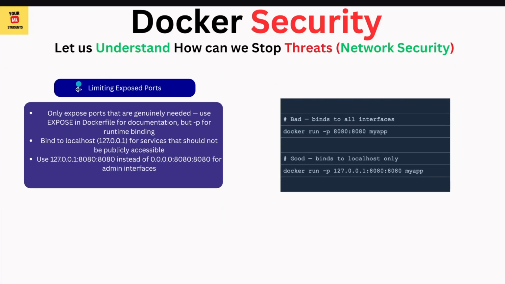Then limiting exposed ports. Only expose ports that are genuinely needed, because you know that if you mention expose, it doesn't actually create anything, right? So only expose ports that are genuinely needed. Use EXPOSE in the Dockerfile for documentation, but -p for runtime binding. Bind to localhost for services that should not be publicly accessible. If you want to make sure your app is not publicly accessible, use the localhost port after -p. It is a good thing, okay? Use this instead of the 8080 port for admin interfaces, okay?